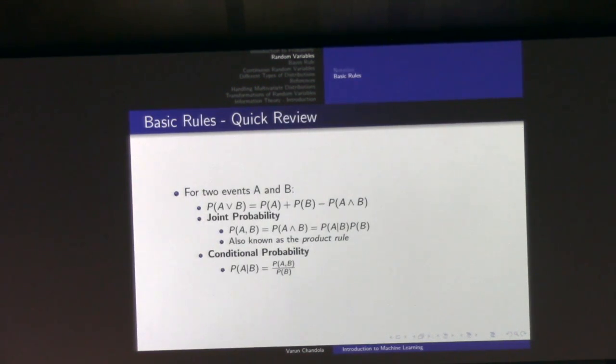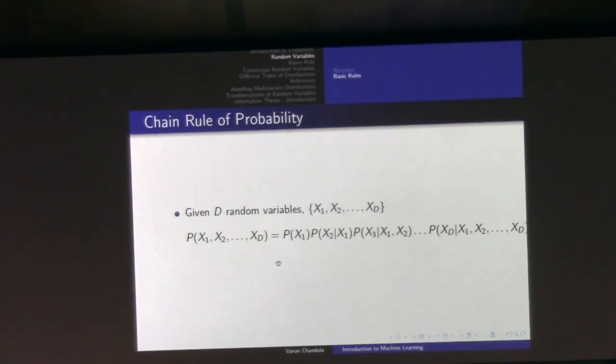Then there are some basic rules. I don't want to go through these too much, but there's a notion of joint probability. If you have two random variables, the joint probability is essentially the probability of observing both of them together. So for example, let's say you have two random variables, x and y. Then the joint probability of x being small x and y being small y can be written like this. There's a notion of conditional probability and all of that. I'm assuming you all know that.